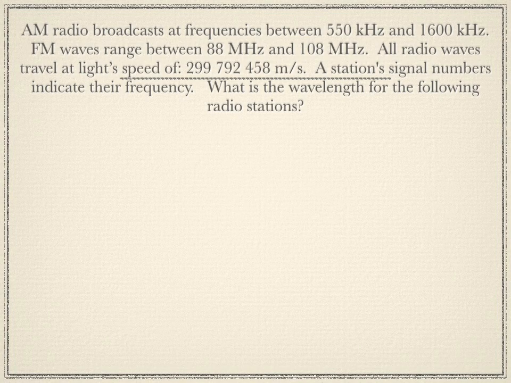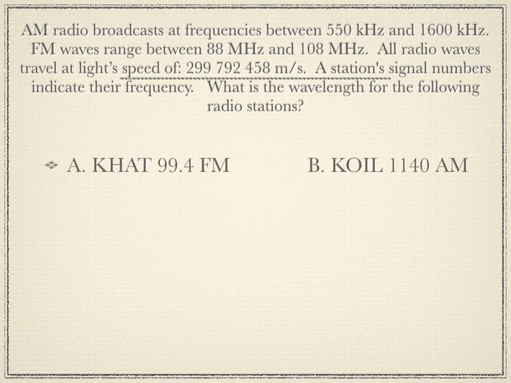All radio waves travel at light speed of 299,792,458 meters per second. That's our speed. The station's signal numbers tell me their frequencies. I want you to tell me the wavelength. So here I give you two different frequencies because I gave you their call letters. So when you're dialing in on your radio, the numbers that you see there are actually the frequency that that radio station is broadcasting at.